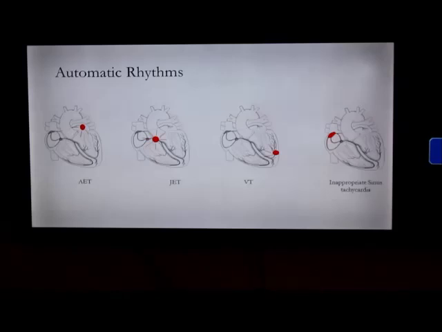And sometimes even the sinus node can be inappropriately active. You will find the patient, for example, sleeping where the sinus rate is 120 or 110. This is called inappropriate sinus tachycardia. This is predominantly an adult disease, an adulthood disease, but it can happen sometimes in children.